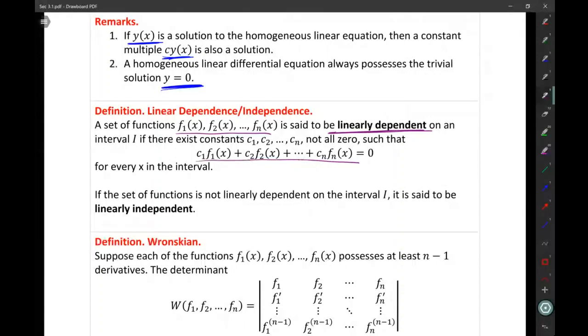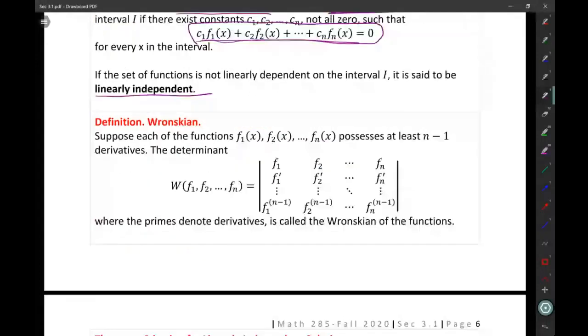If I have a set of functions which is not linearly dependent, then it is called linearly independent. And how will we determine whether functions are linearly dependent or independent? We will use the determinant, the Wronskian determinant, to determine whether your functions are dependent or independent.